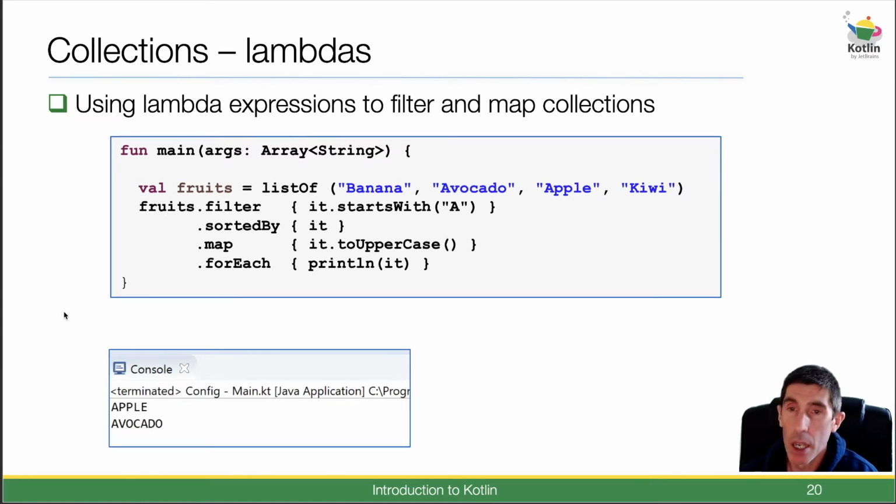Okay, we can even convert it to a map and convert it to uppercase and then print it out. So here we're doing the same thing again, filtering, calling our sortedBy, calling our dot map, creating a map based on it dot toUpperCase, and then printing them out. So again, if you look down here, here's what we get, our uppercase APPLE and AVOCADO. There's quite a lot of work going on there in a very short number of lines of code. It's very concise. Compare that to how you would try to do it in Java, and the lines of code would definitely be a lot more.